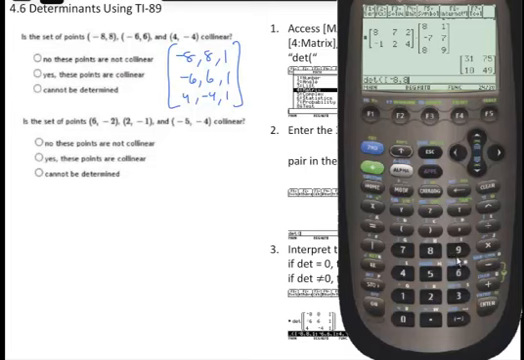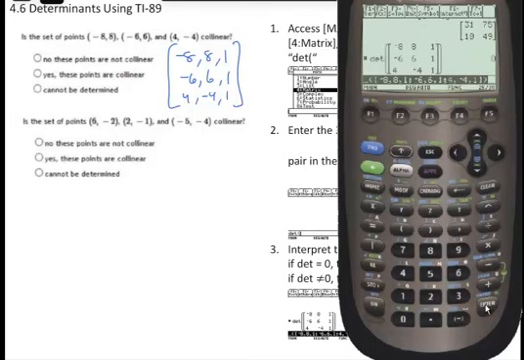So if I enter this, semicolon to jump to the next row, again semicolon to jump to the final row, close off the brackets of my matrix, close off the parentheses of my determinant, and I get my answer 0. Since the determinant of this is equal to 0, that means that yes, these are collinear points.